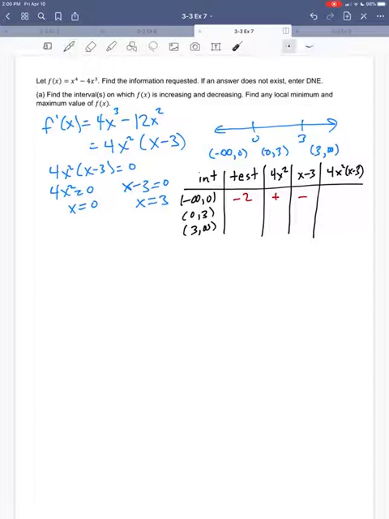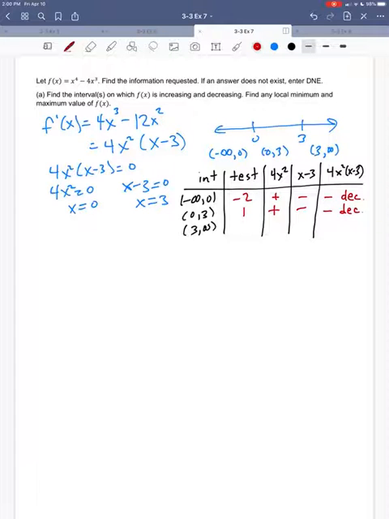And then to get the overall derivative, that's the 4x squared times x minus 3. That's what I've got here. It'll be a positive times a negative, and a positive times a negative is negative. If my first derivative is negative, that means my function is decreasing. Between 0 and 3, I could pick 1 as my test number. I plug 1 in for x. 4 times 1 squared is positive. 1 minus 3 is negative. Positive times negative is negative. That means my function then is still decreasing there.